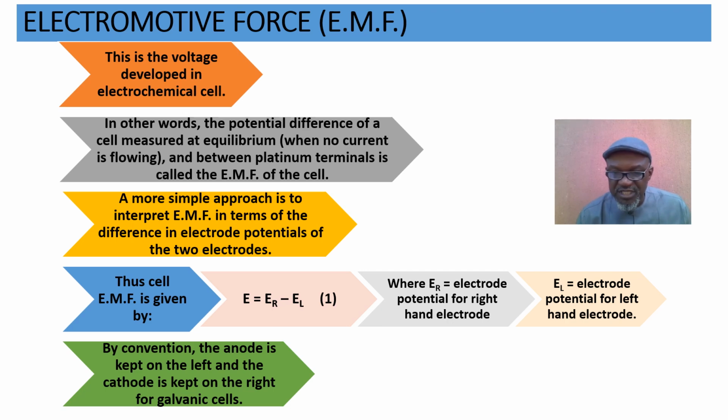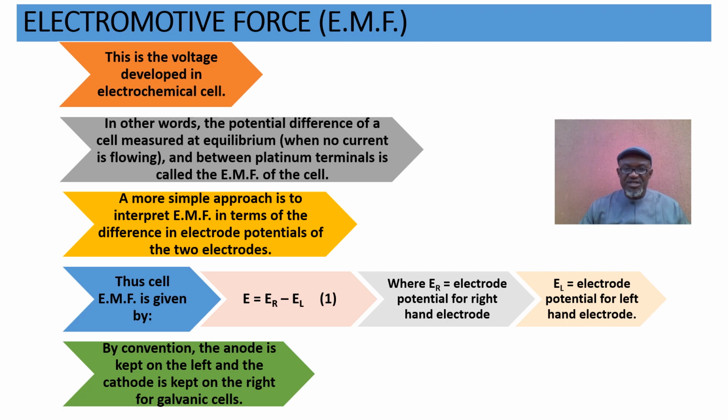That is the electrode potential of the electrode on the right minus the electrode potential of the electrode on the left. If you look at the Daniel cell, our zinc electrode is on the left and our copper electrode is on the right. And that's why we have that potential. So where E subscript R is the electrode potential for the right hand electrode and E subscript L is the electrode potential for the left hand electrode.